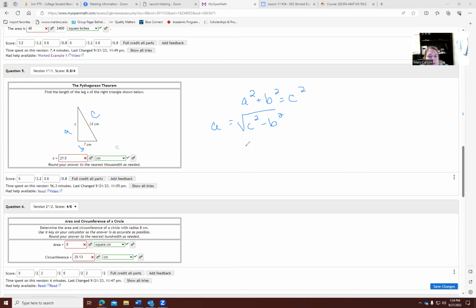All right, so we do the square root of 14 squared minus 7 squared. That gives you the square root of 147. Square root of 147 is equal to 12.1243. And it says round to the nearest thousandths. So tenths, hundredths, thousandths, 12.124. And this would be in centimeters.